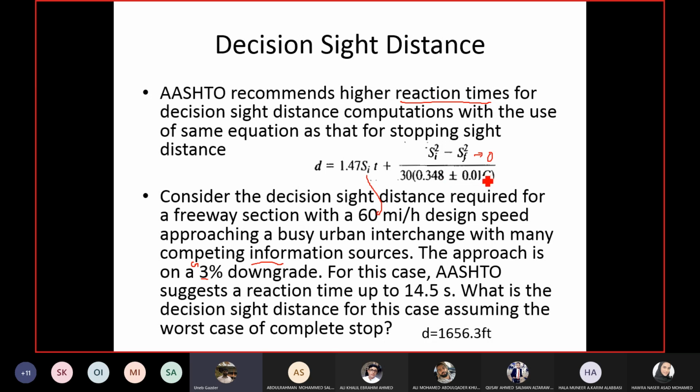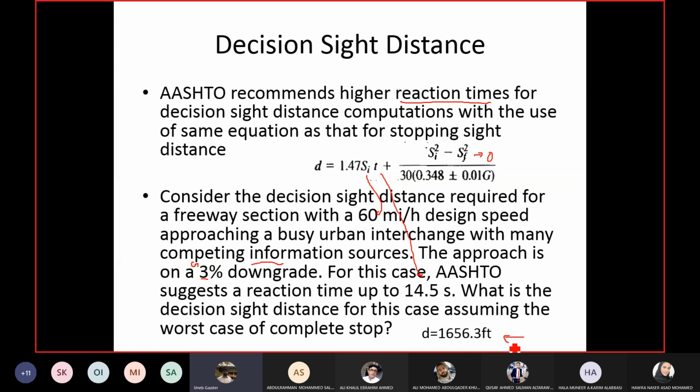Okay, and you are multiplying with 0.01. So just put 3 here. This is what 0.01 is for, converting 3% to 0.03. So just put 3 here and you will get it. And T will be 14.5 seconds. So when you put these values, you will get a distance of 1656.3 feet.